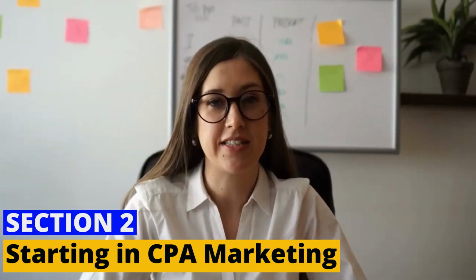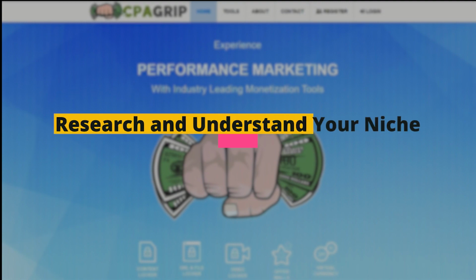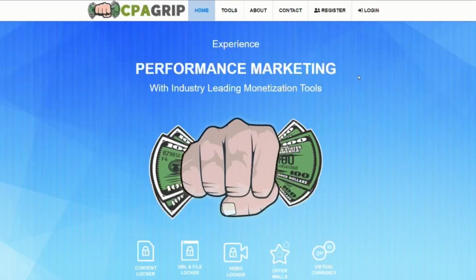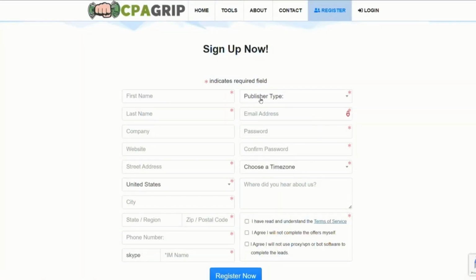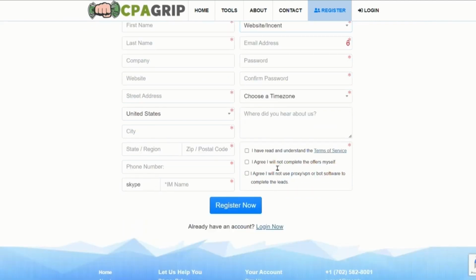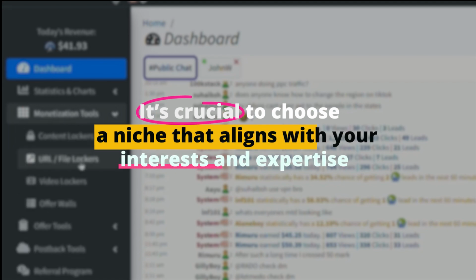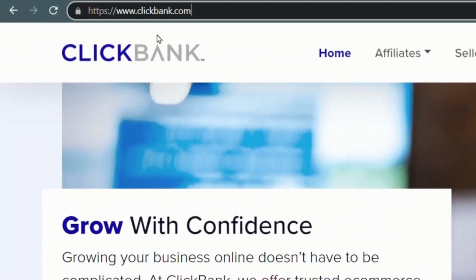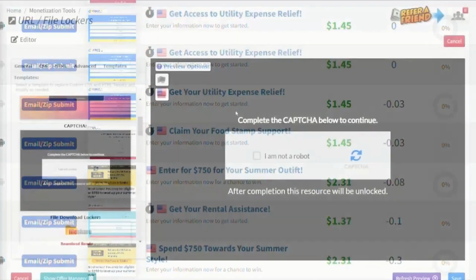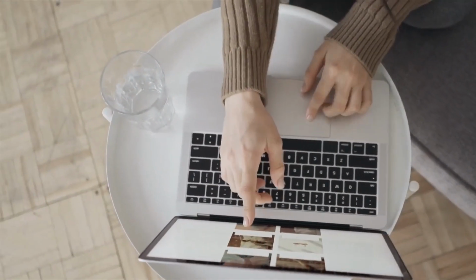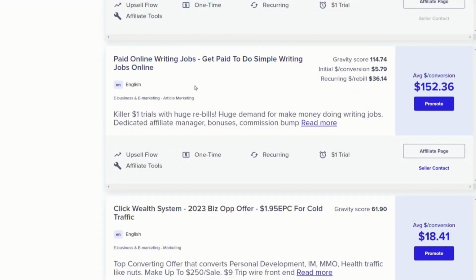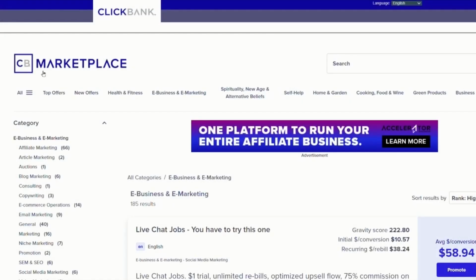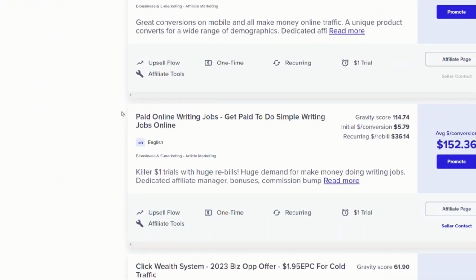Starting in CPA marketing. Step 1. Research and understand your niche. The first step is to identify your niche. A niche is a specific area of interest that you want to focus on in your marketing campaigns. It's crucial to choose a niche that aligns with your interests and expertise, because this will make your marketing strategies more authentic and effective. It's equally important to research the demand and competition in your chosen niche. This information will help you identify profitable opportunities and shape your marketing strategy.